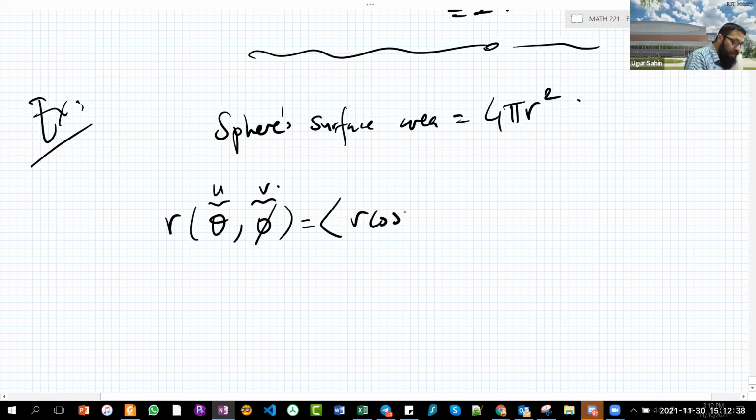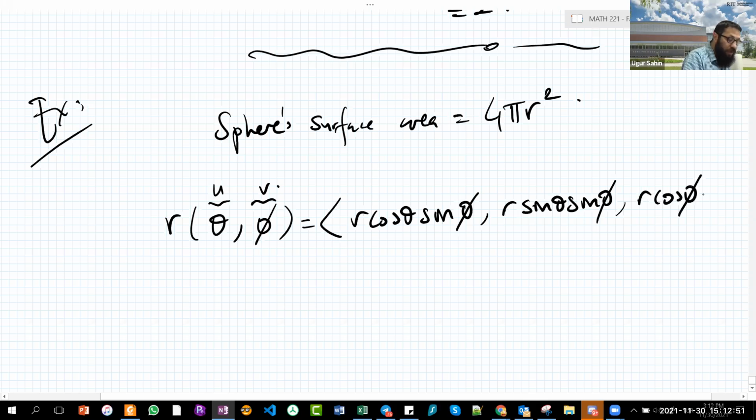That was the parameterization: cosine theta sine phi, sine theta sine phi, and for the third variable we had this one. This is the parameterization we use for the sphere, guys. Go ahead and use this and then use the surface area formula and find the surface area. Work on this a couple of minutes.